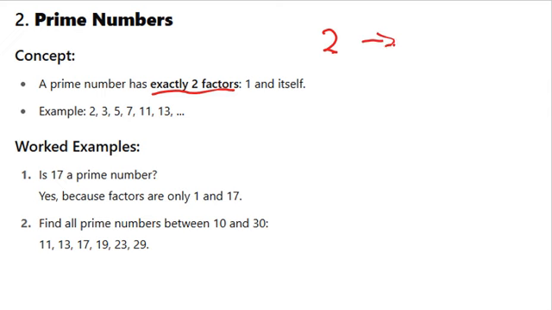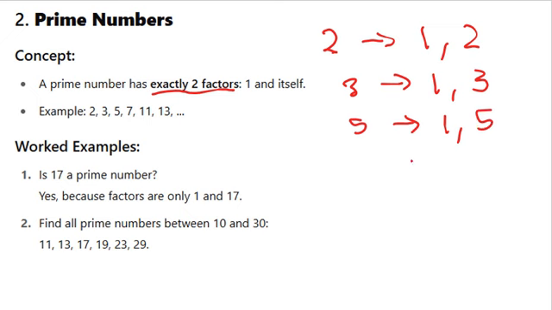Because 2 has only 2 factors, 1 and 2. 3 has only 2 factors, 1 and 3. You can't say 2 is a factor of 3, because when you divide it, it's going to give you a number with a decimal. 5 also has 1 and 5 as factors. So this type of number: 7, 11, 13, and I think also 17.